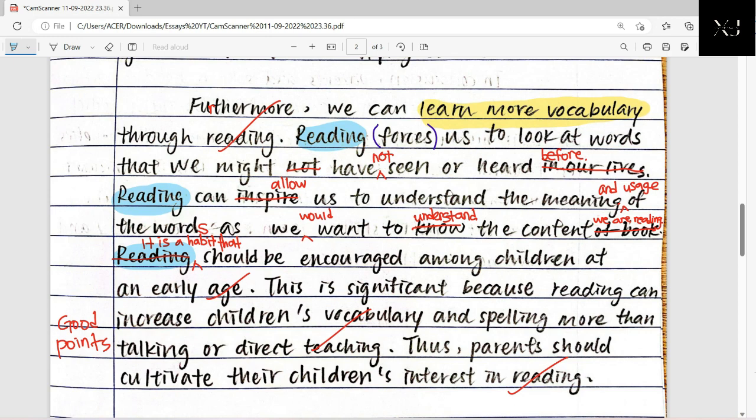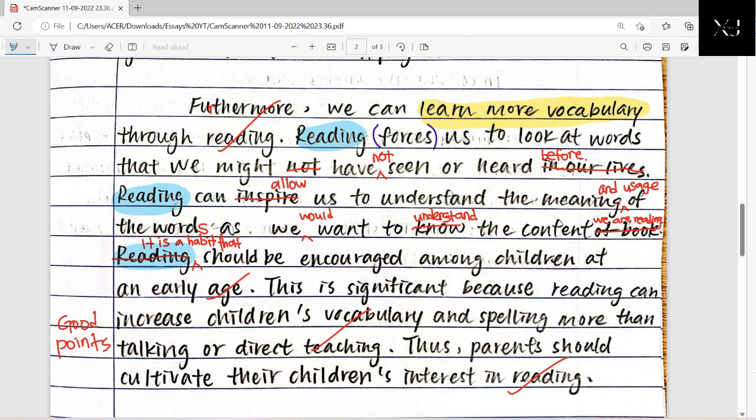And then she gave reasonings why we should encourage this habit. Because this is actually a very good observation that she did also: increase the children's vocabulary and spelling more than talking or direct teaching. Why direct teaching? When you go to class, I teach you something, that is direct teaching. Maybe sometimes you don't have the mood to go and learn, and I teach you something, it's not going to go into your brain because you're not paying attention to me.